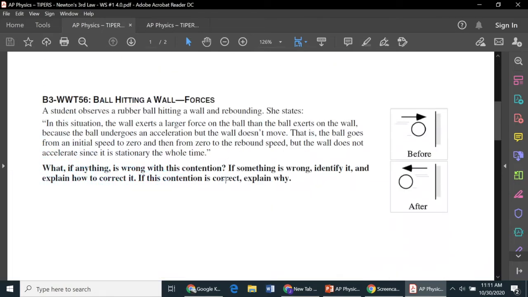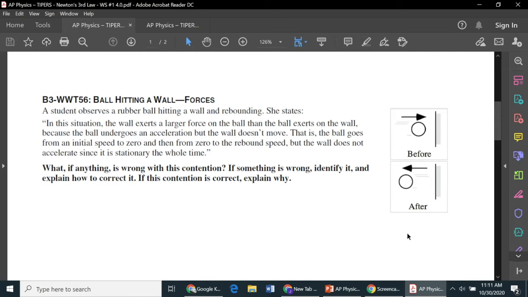So in WWT 56, it says ball hitting a wall, forces. In this situation, the wall exerts a larger force on the ball than the ball exerts on the wall. This is when this person just throws the ball at the wall. And it's the same kind of situation, the ball rebounds. So it experiences a big acceleration. And they say that is because the ball goes from an initial speed to 0 and then from 0 to the rebound speed. But the wall does not accelerate because it's stationary the whole time.